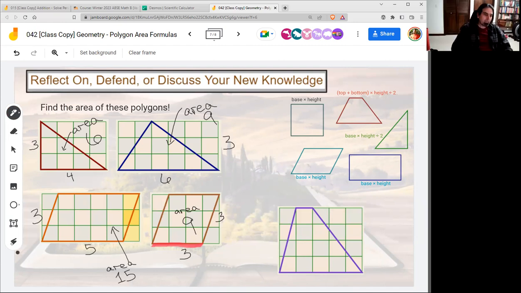Then the tricky one, which isn't actually that bad. What's the top plus the bottom? So 1 and 1, 2, 3, and 5. So in this case, top plus bottom is 6. Then we're going to multiply it by the height. And we get 24. And then 24 divided by 2 is 12.